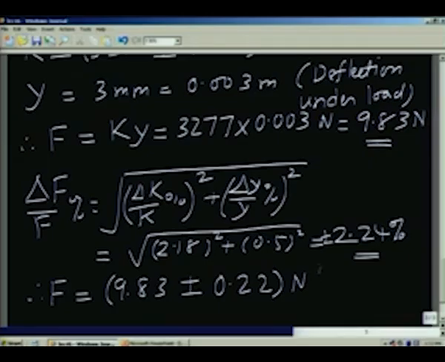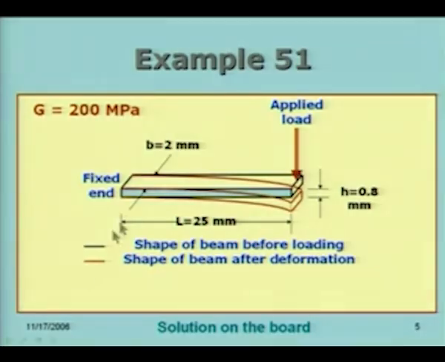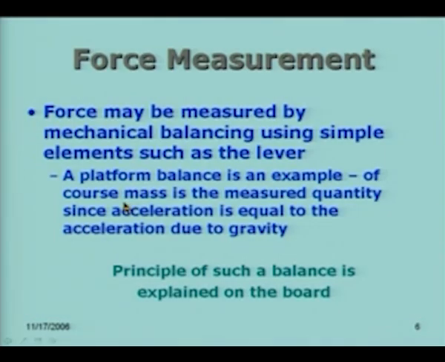Now, we will go back to the slides. Having solved this problem, let us look at force measurement by other methods. For example, we can measure force by mechanical balancing using simple elements such as the lever, and in fact in the last lecture itself I mentioned that a platform balance is an example where the force measurement is actually used. Force measurement by balancing is used for determining the mass of an object.